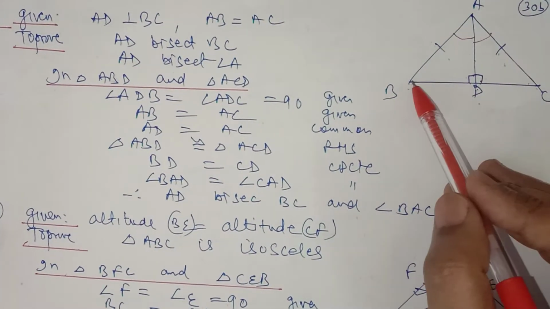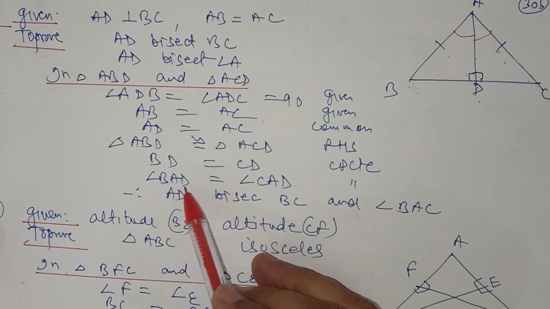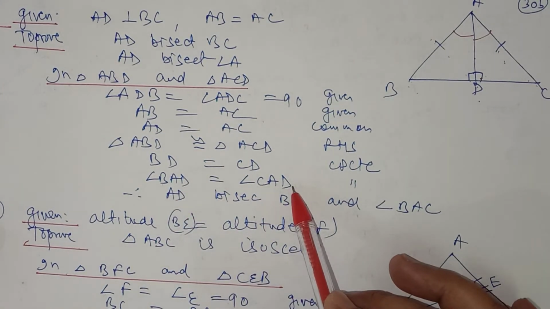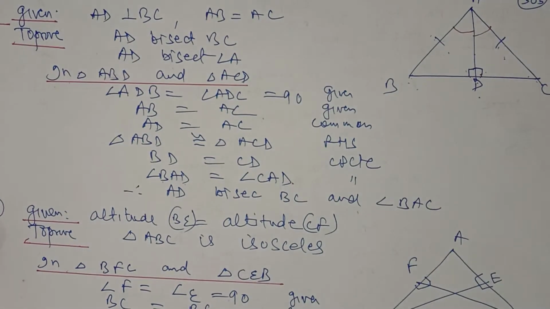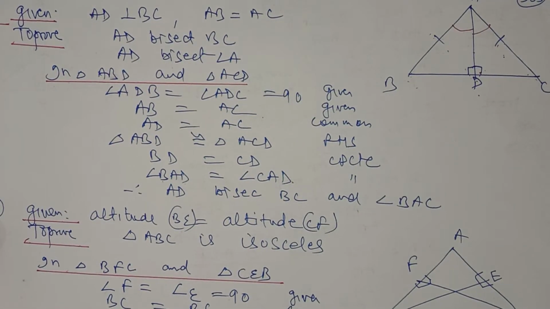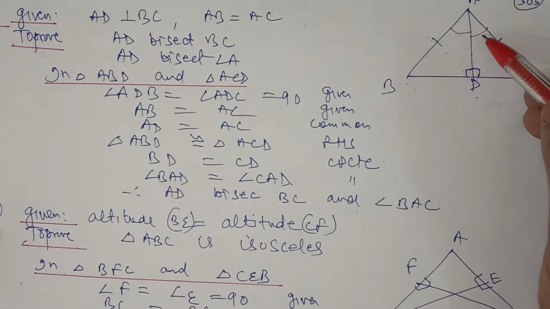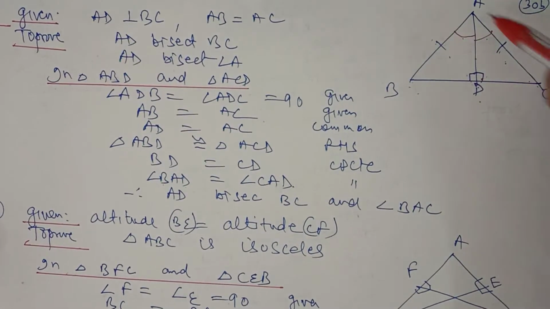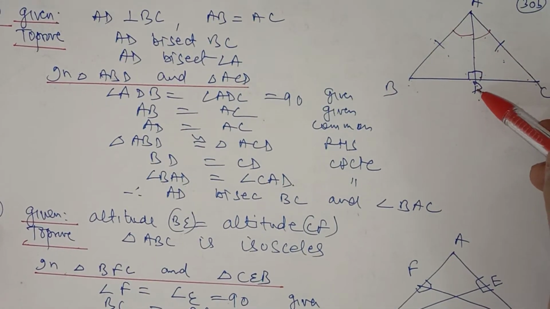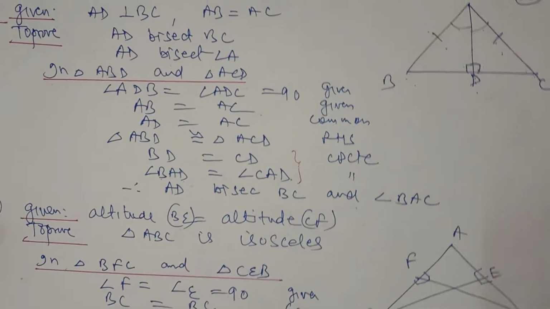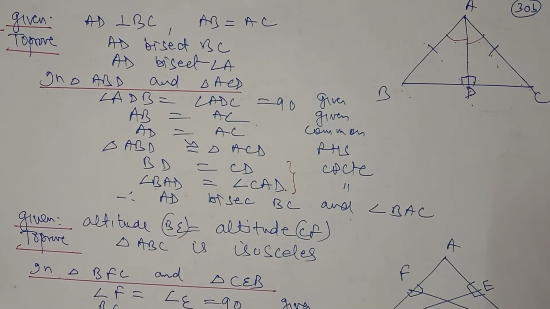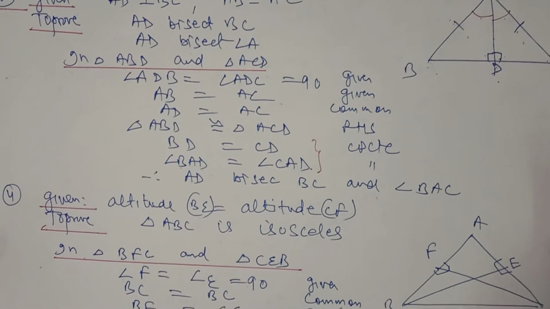Now because they are congruent, BD is equal to DC, corresponding parts of congruent triangles are congruent, and therefore AD bisects BC, and it is given that it is perpendicular. And this is equal to this: BAD is equal to CAD, corresponding parts of congruent triangles. For both, the same thing is there. So therefore AD bisects angle A and bisects the side BC.